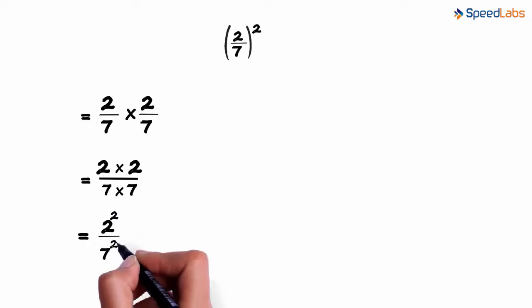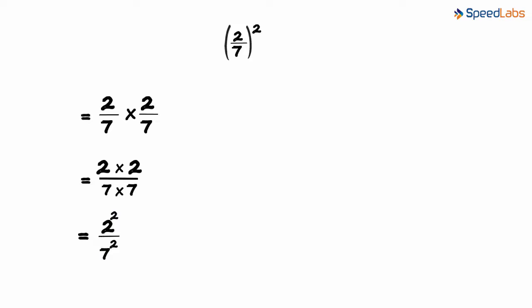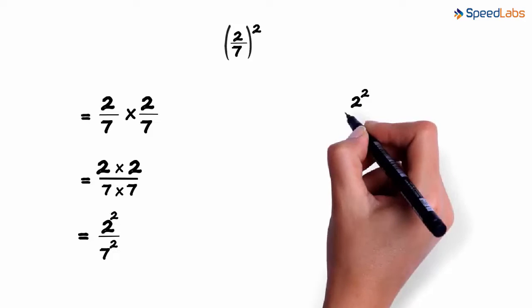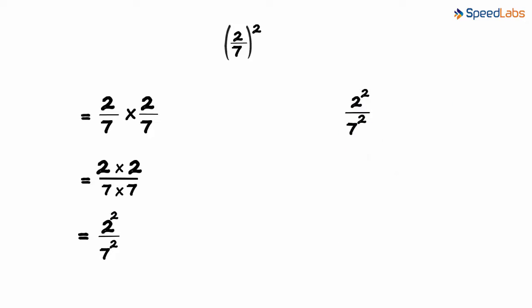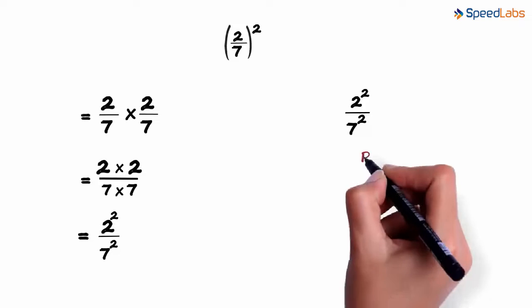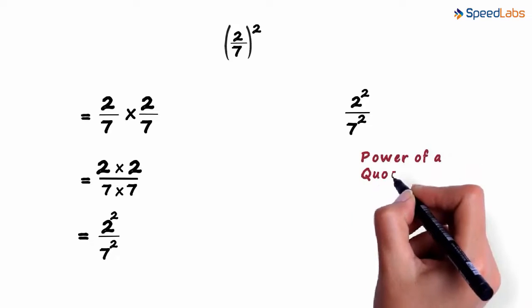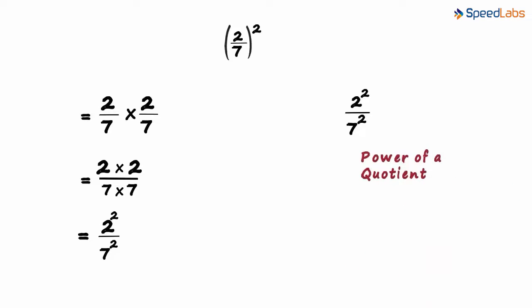The second property says that it can be directly written as 2 raised to 2 divided by 7 raised to 2. And it again makes it simple as we do not have to perform many steps to reach our answer. This property is called the power of quotient property. It's called so since the base is a fraction. It will always have a numerator and a denominator.